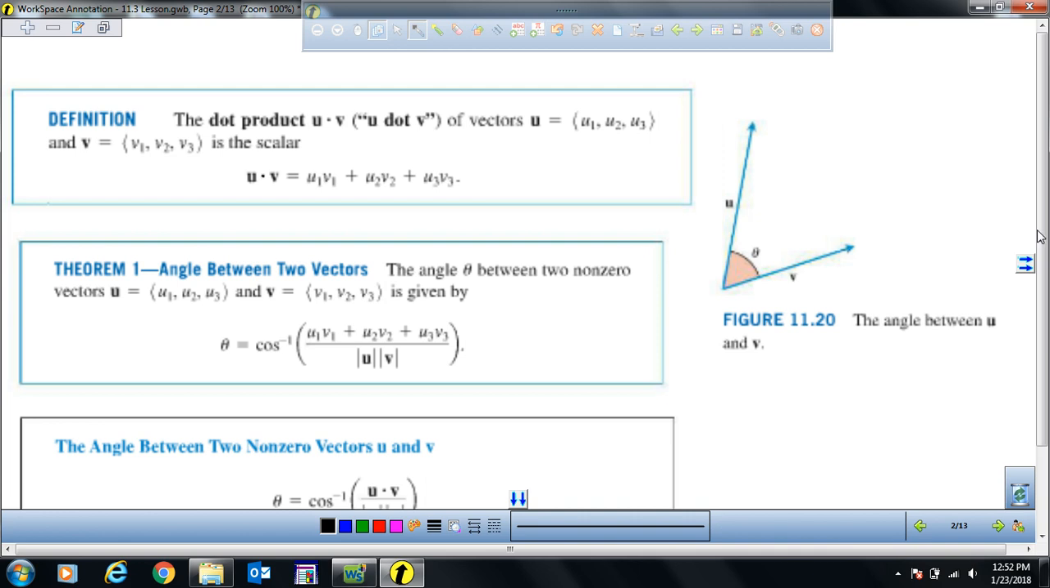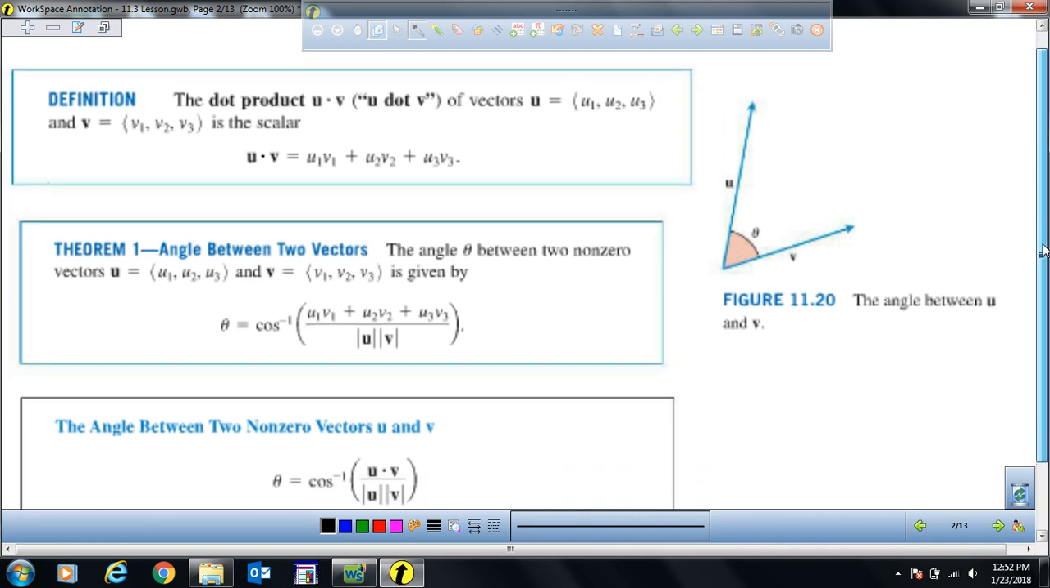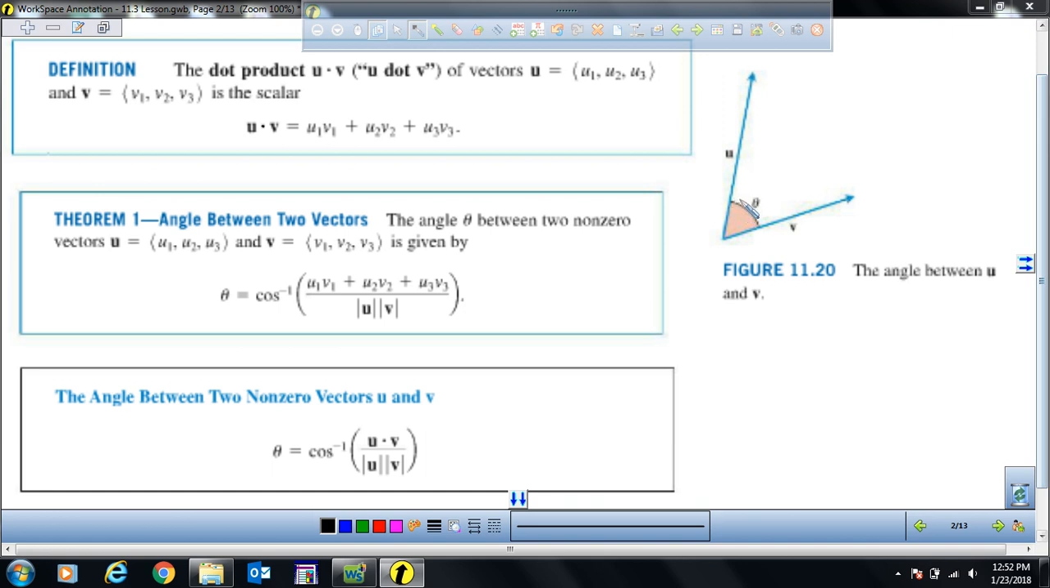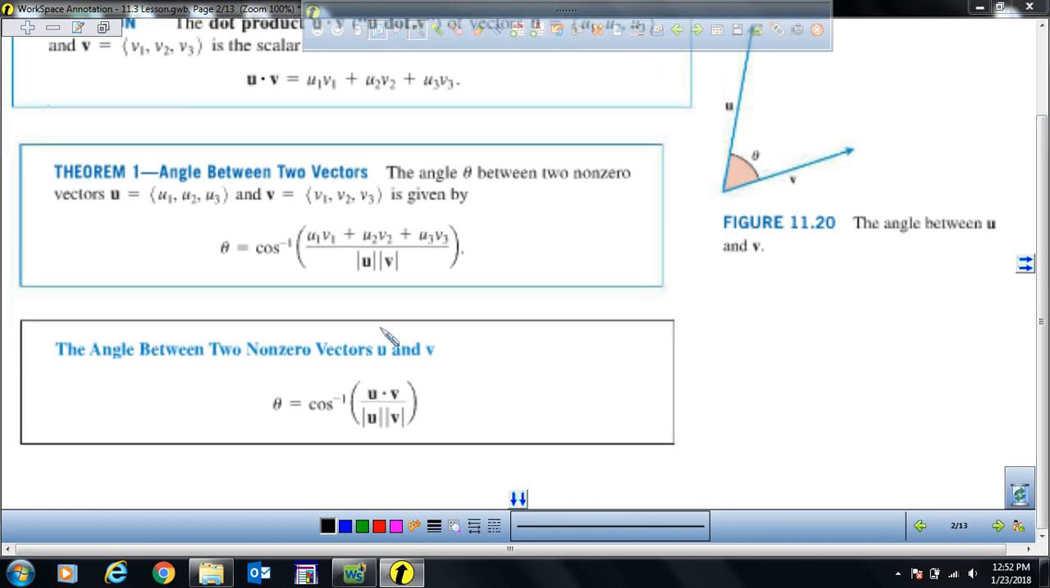Now, one of the applications we use the dot product for is to find the angle between two vectors. To find the angle between two vectors, the formula is the dot product of the two vectors, u and v, divided by the product of their magnitudes, which means the magnitude of u times the magnitude of v. And the cosine inverse of that will give us the angle between the two vectors.